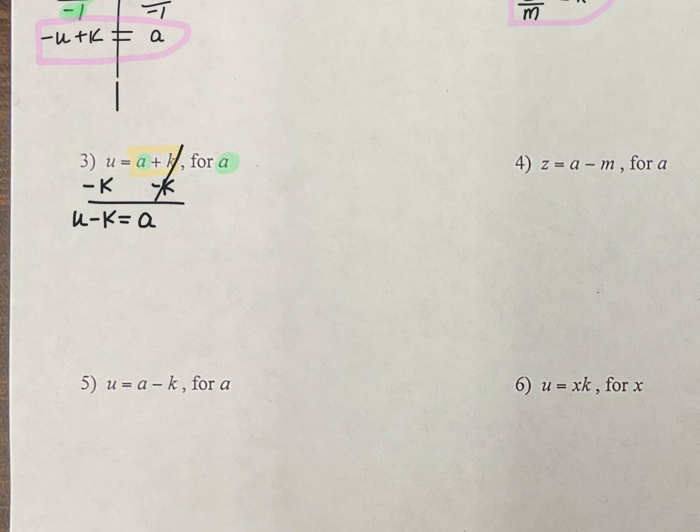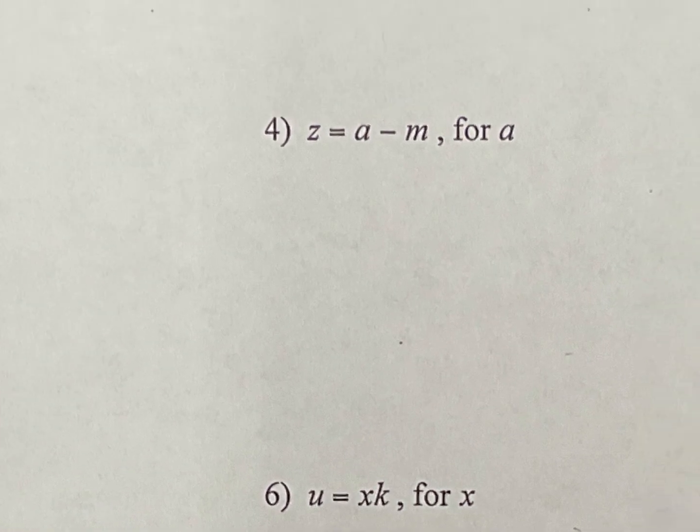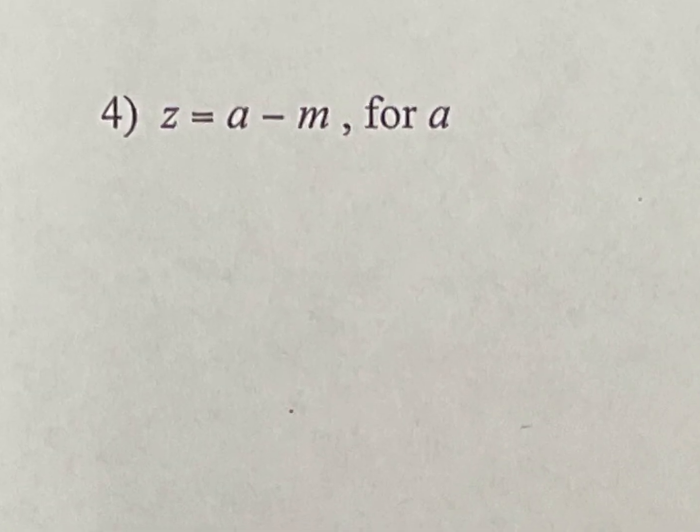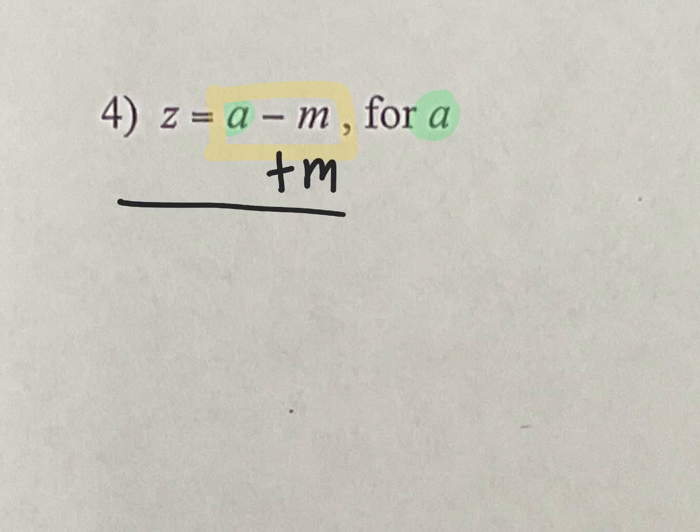Great, folks. What letter am I trying to isolate? The A. What's sitting over there with the A that needs to go? What's sitting on the same side of the equal sign with the A? The minus M. How do I get rid of a minus M? Plus M. Where else do I need to do plus M?